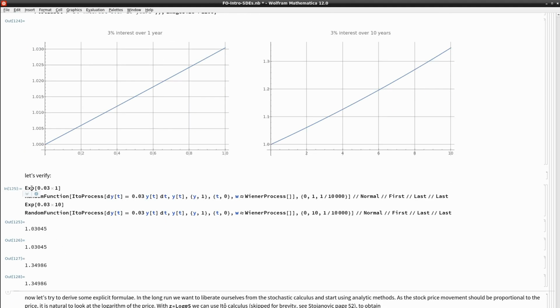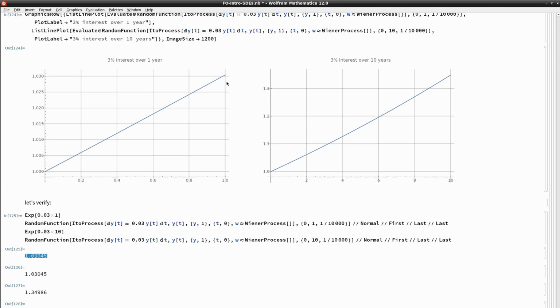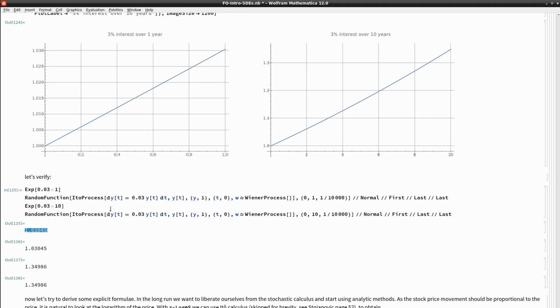So the interest rate for 1 year at 3% should be 1.03 and a little bit, right? And this is exactly what we see here, where the blue curve ends up a little bit more than 1.03 after 1 year. And if we compute it with a random process, we say 3% interest times y for the deterministic part. There's no dW here, so we eliminate the random part. Then we're getting the same number, right? So here we have computed it as a Wiener process that doesn't really exist, but we have solved an Ito process. This comes as an Ito process without noise.